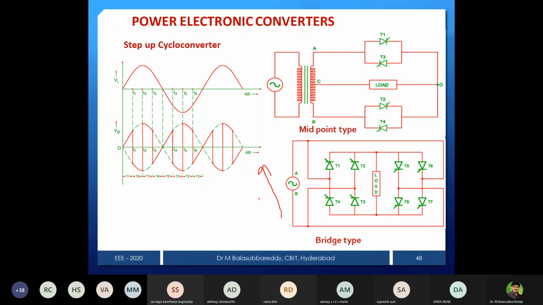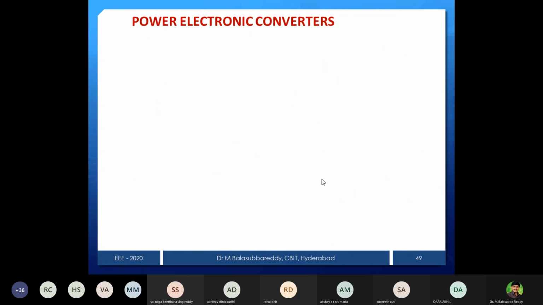The only advantage is that we are not using the center tap transformer. That is the advantage. In addition to that, we are using more thyristors. So this is the step up and step down cycloconverter. Now last, we'll see the inverters.